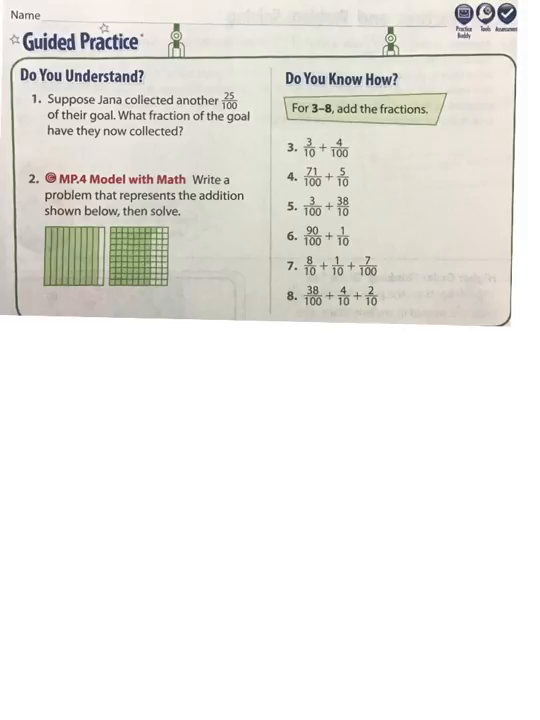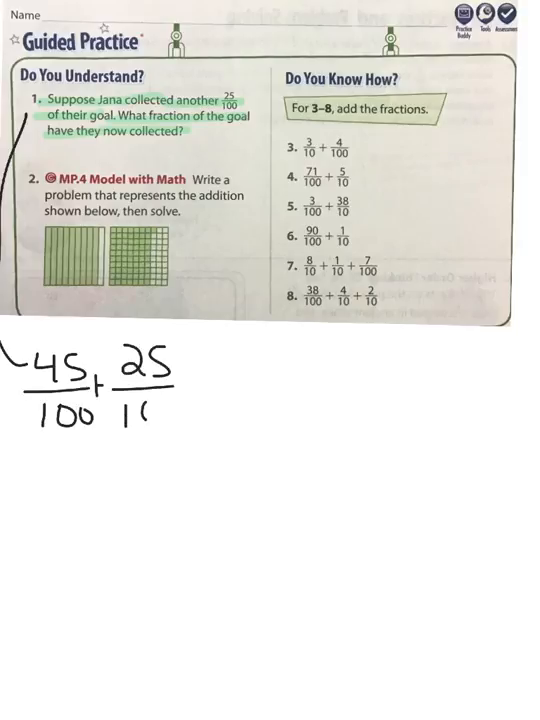Do you understand? Suppose Jana collected another 25/100ths of their goal. What fraction of the goal would they have now collected? Well, if we remember from the previous problem, I'm just going to write number 1 down here. We had 45/100ths from our answer, and now we're going to add another 25/100ths. Since our denominator is the same, it's just going to stay 100, and then we just add 45 plus 25. Which would be 70/100 or 7/10ths. You can write it either way.